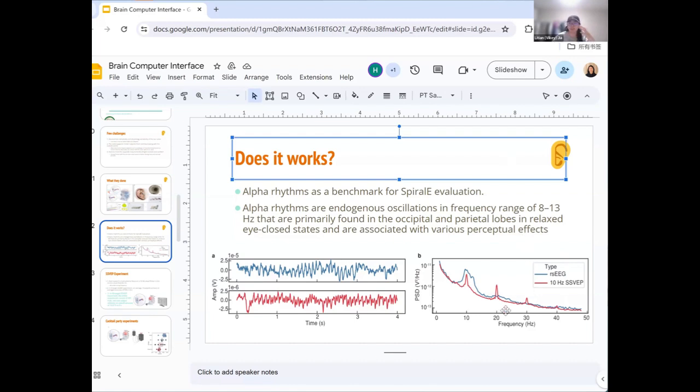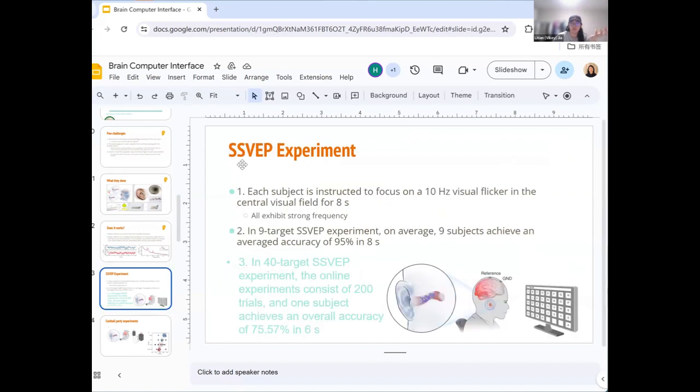And from the graph, you can tell what they have done is actually matched with the MOC signal. So it can tell this one works. And then they did two experiments to further verify it. The first they did is a VEP experiment. So each subject has to be focused on a visual flicker for 8 seconds.